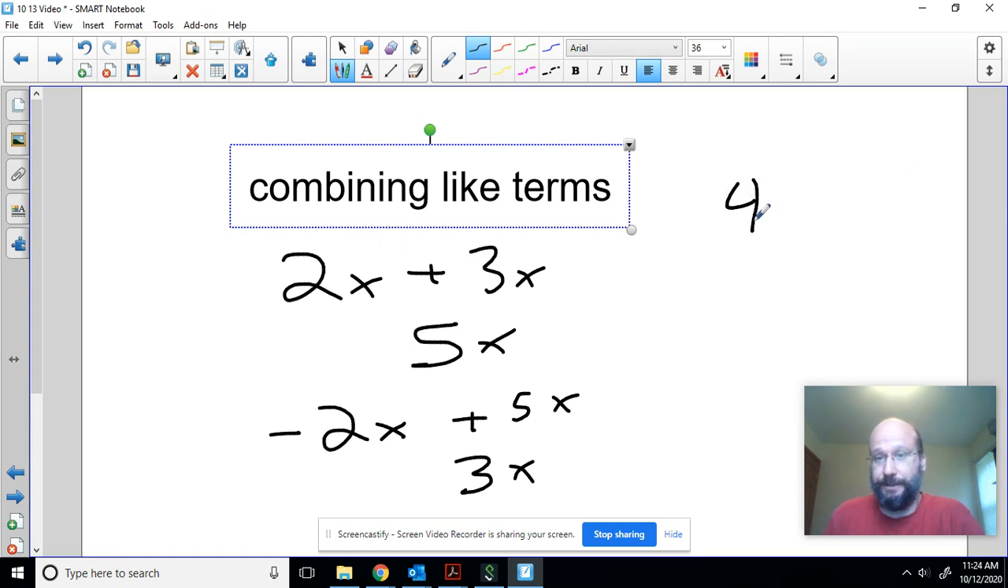Combining like terms works with numbers too. 4 minus 2, those are like terms. Remember, just numbers are always like terms. 4 minus 2 is 2. This is combining like terms.